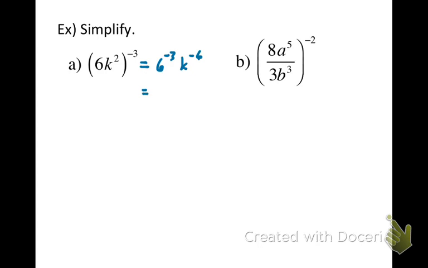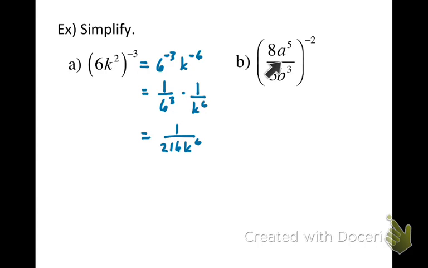Well, we're now going to go ahead and raise 6 to the negative third power, and that would be 1 over 6 to the third power. And then k to the negative sixth power, that would be 1 over k to the positive sixth power. Now our numerator, 1 times 1 is 1. Denominator, this is 216 times k to the sixth power. All right, not so bad, I hope.